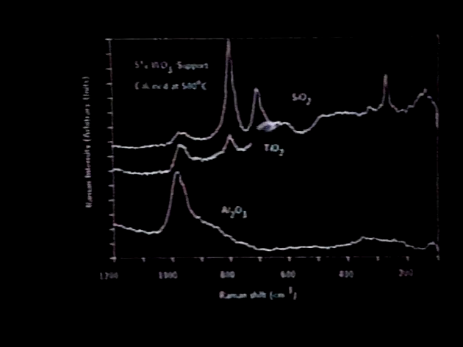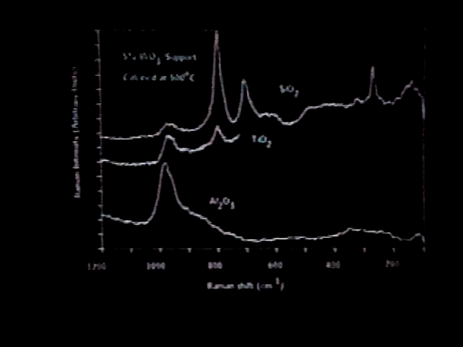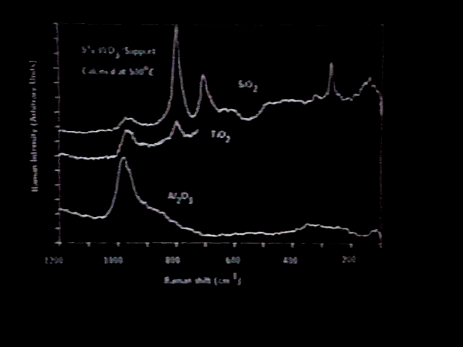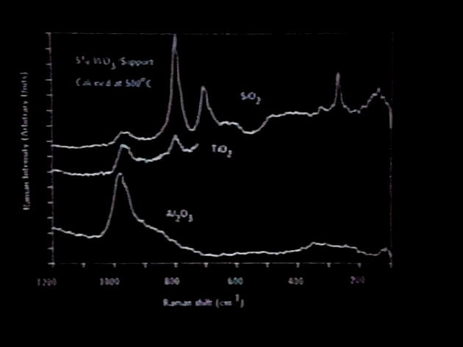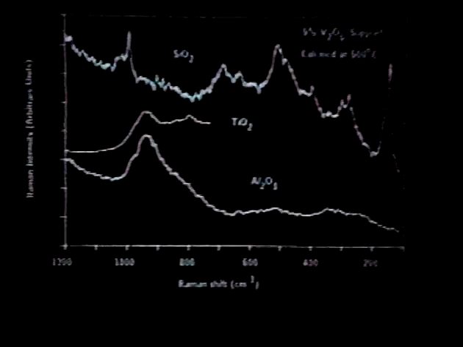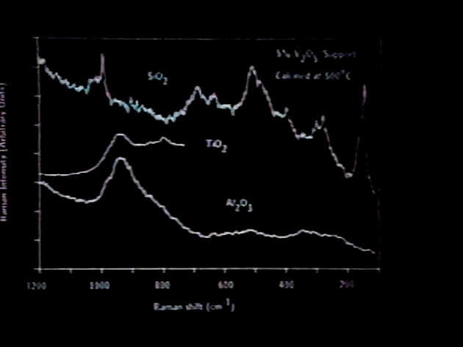However, you see these very strong bands here, characteristic of the crystalline phase. And so again, when you change the support from aluminum or titanium to silica, you get crystalline tungsten oxide on the silica support at low loading, not on aluminum or titanium, where you only see monomer.